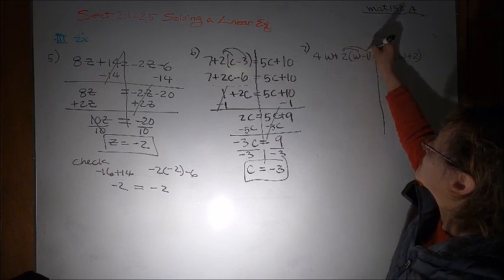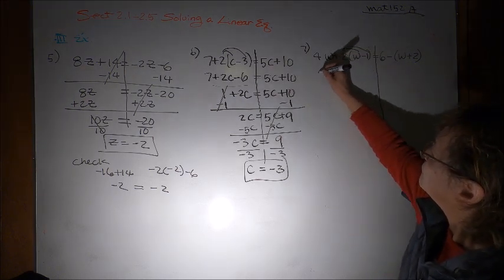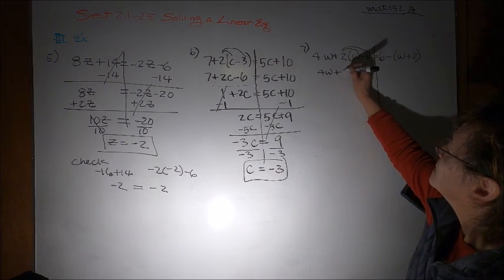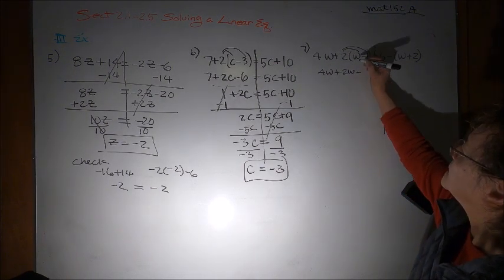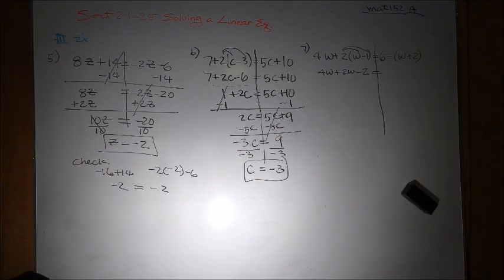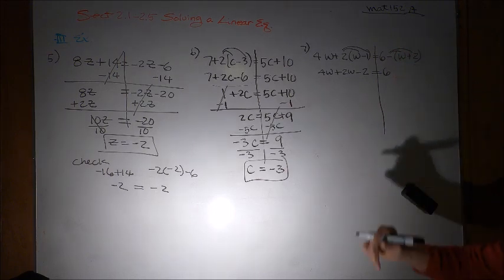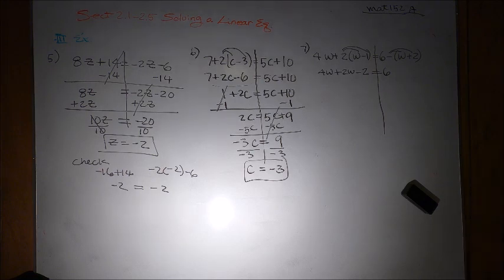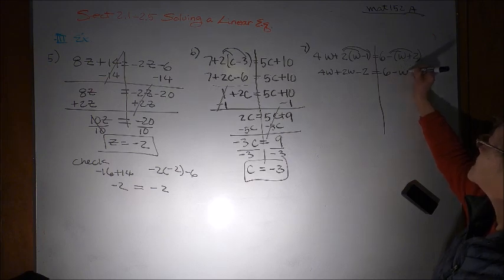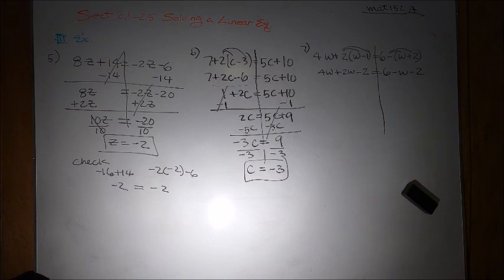So like this one, we get rid of parentheses first. So that will be 4w here plus what? 2w minus negative 2. On the right hand side, that's a 6. And you need to distribute your negative. So that would be what? Minus w and change the sign, minus 2.